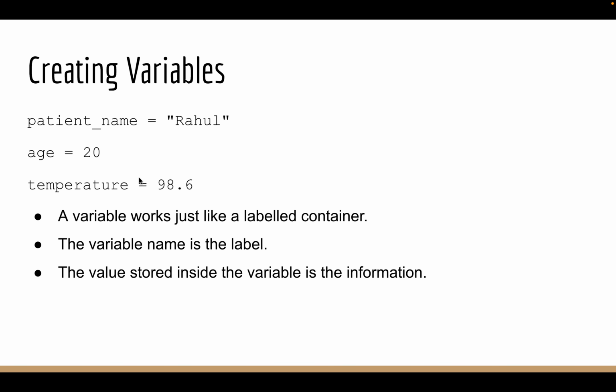Generally, as I said earlier, a variable works just like a container. The variable name is the label. The value stored inside the variable is the information. Linking this with the pharmacy bottles example, a medical bottle without the label is meaningless. Only if the variable name or the label is present, we know what medicine it contains inside. The same goes here.